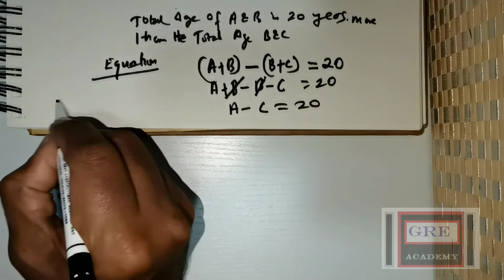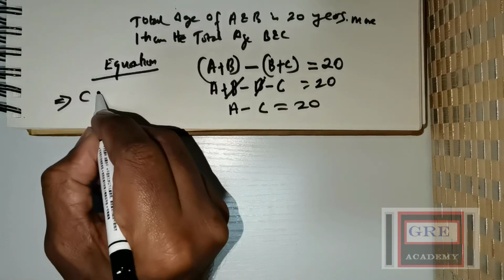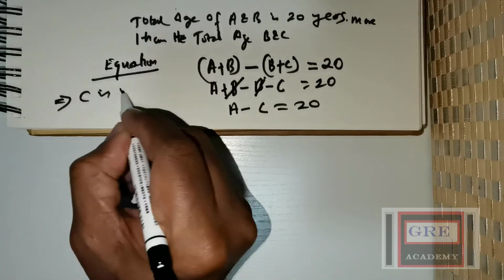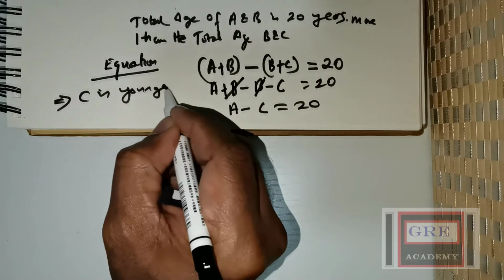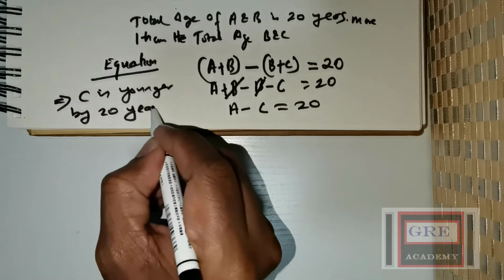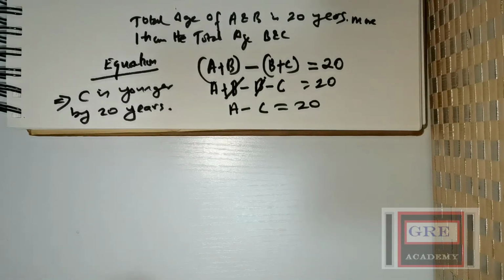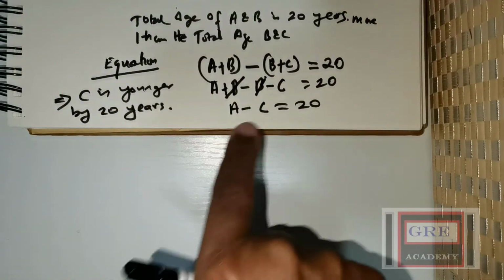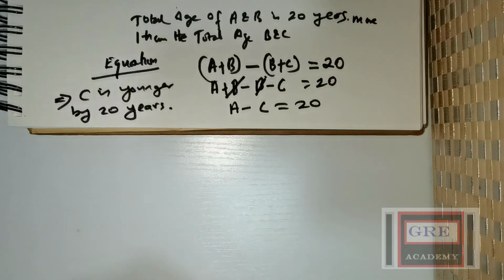So this means C is younger by 20 years. Okay, so A is older than C by 20 years. That's the other way of representing this conclusion. So that is the solution to this question.